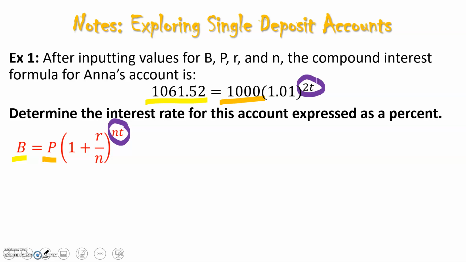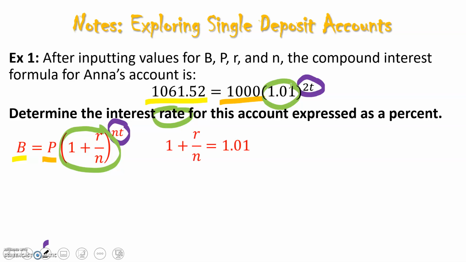Now, the only piece we're trying to find here is our interest rate, right? So we want to know what this R is. If we look closely, we can see that this part here, this 1 plus R over N, is going to be equivalent to 1.01. So we're going to start there. So we know that 1 plus R over N is going to be equal to 1.01. Now we also know, like I said before, that NT is the same as 2t. Therefore, we know that N is equivalent to 2.